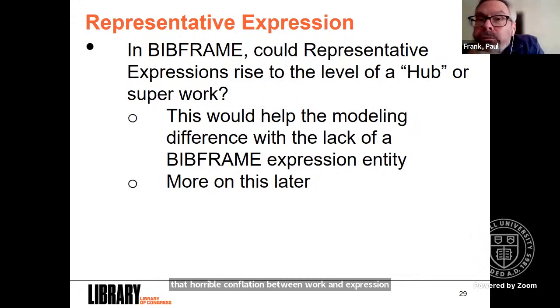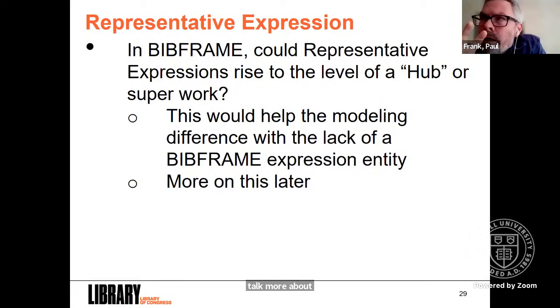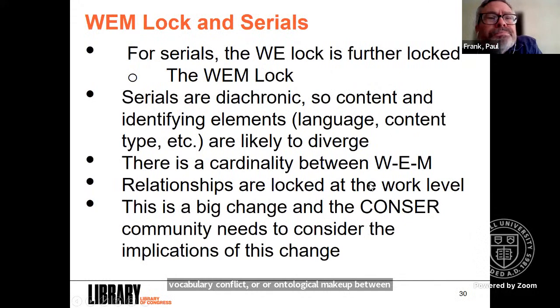So I'm proposing that in BibFrame, a representative expression could rise to the level of a hub, and that's why I added those elements in the hub. We call it a BibFrame hub. It's really a work, but it's a BibFrame work and an RDA work at the same time. But it can also have elements of RDA expression and still be a BibFrame work, and I'll talk more about that because of this somewhat difficult vocabulary conflict or ontological makeup between the models behind BibFrame and behind RDA.